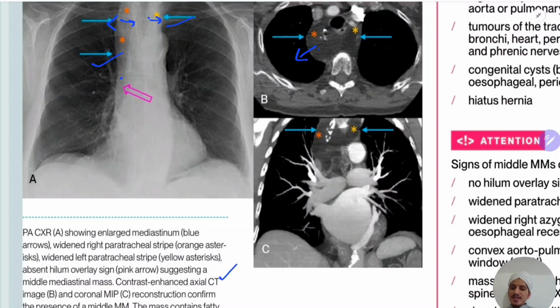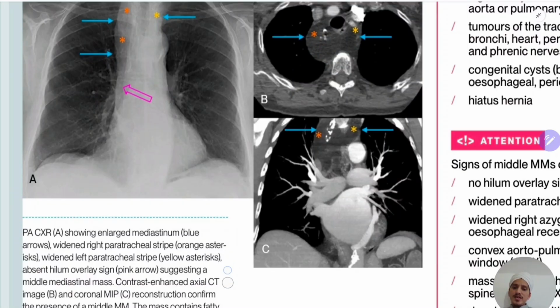Contrast enhanced axial CT and coronal MIP reconstruction confirm the presence of a middle mediastinal mass. The mass contains fatty tissue and was a lipoma at surgery. I said this is light gray in color, that's why I said this is fat, and this is dark gray, I think it is water, and this is white. It is mostly fat, so that is a lipoma. So that's about the mediastinal mass.